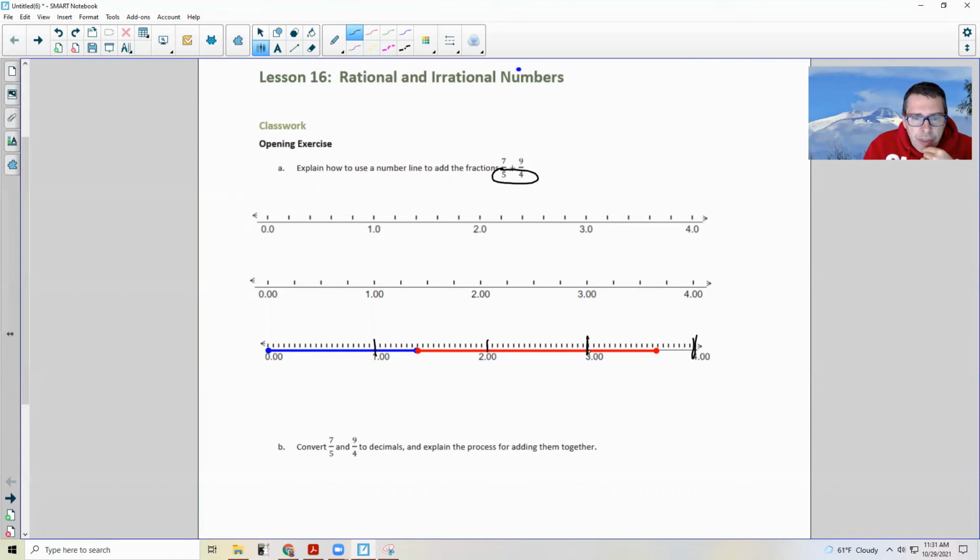So anyhow, it comes out to be 3 and 1, 2, 3, 4, 5, 6, 7, 8, 9, 10, 11, 12, 13. 3 and 13 20ths. Or we could call it 73 20ths. And that's what 7/5 plus 9/4 is. So here's how you would use a number line to add those two fractions.